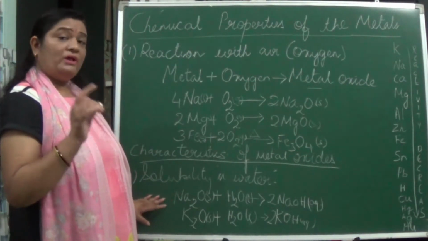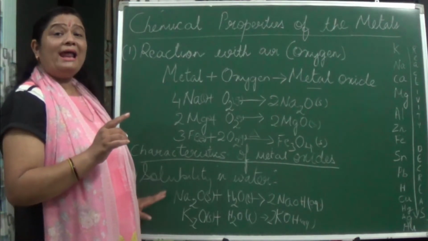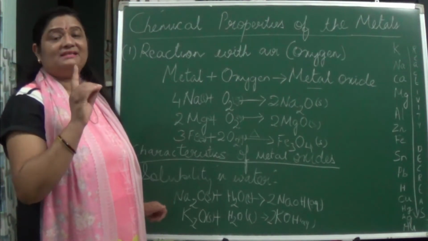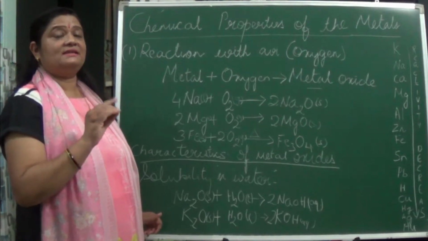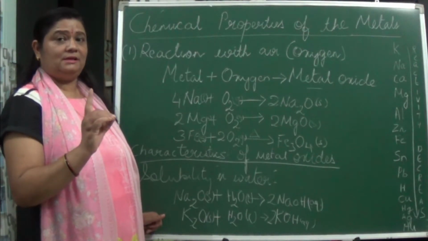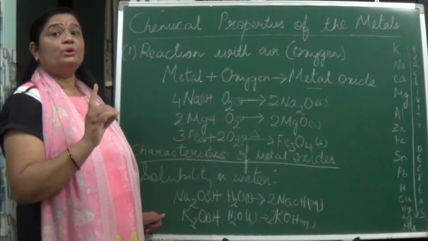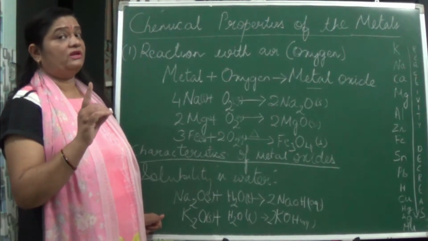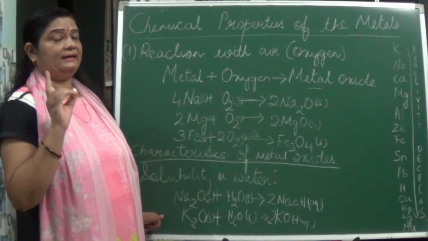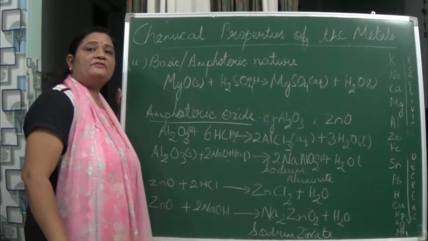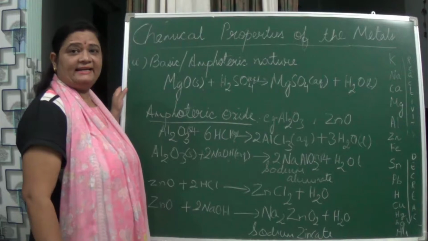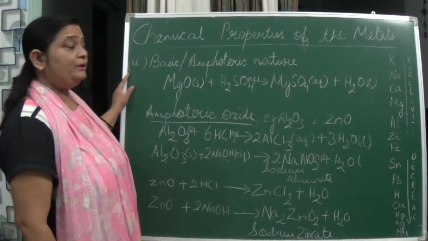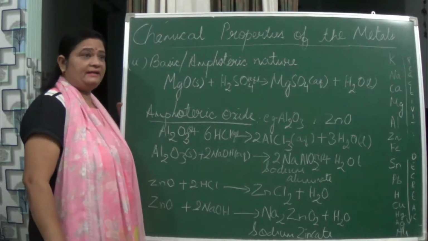But one thing you remember, all alkalis are bases, but all bases are not alkalis, because all the bases do not dissolve in water. Only a few dissolve in water, and those are known as alkalis. Now we have studied what alkalis are, isn't it? Now we are going to the next property of these metallic oxides.